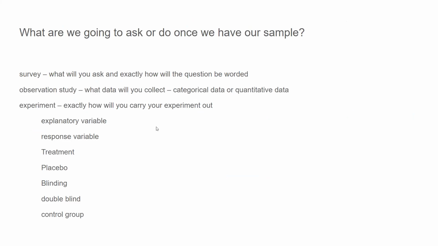Then what are we going to do? Once we've got our subjects, we have to decide, are we going to survey them? Are we going to do an observational study? Or are we going to do an experiment? If we survey them, we have to pay close attention to how we word the questions, who's going to ask the questions.